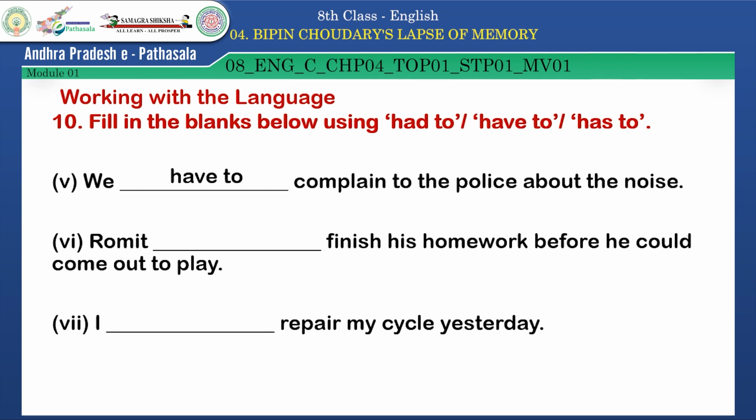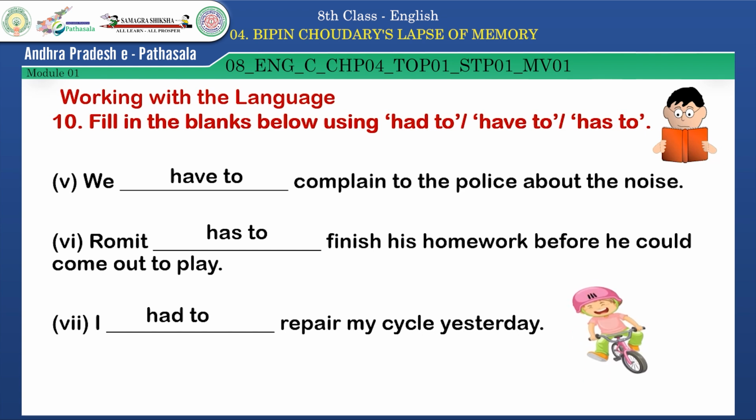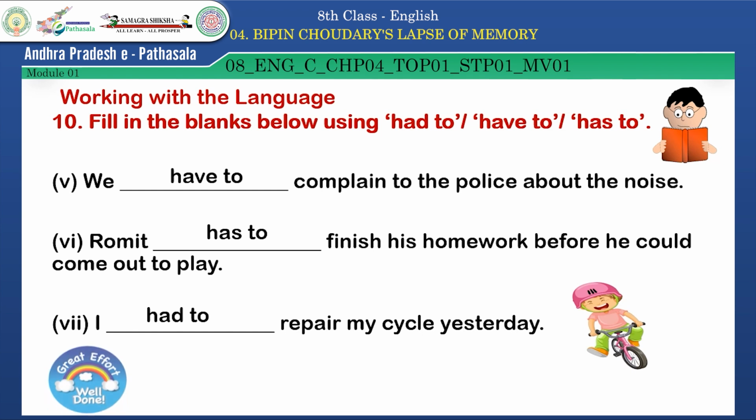Romit dash finished his homework before he could come out to play. Romit has to finish his homework before he could come out to play. I dash repaired my cycle yesterday. I had to repair my cycle yesterday because yesterday is already completed action. So we have to write had to in the past form. So great effort. Well done.